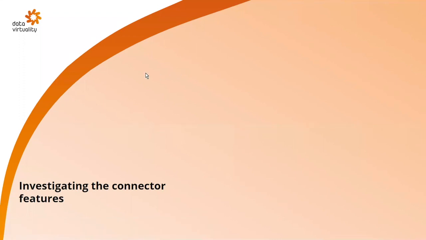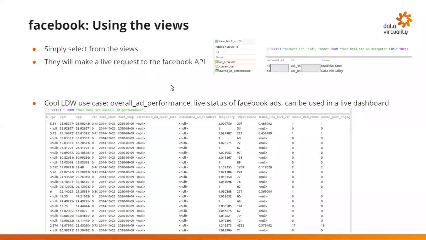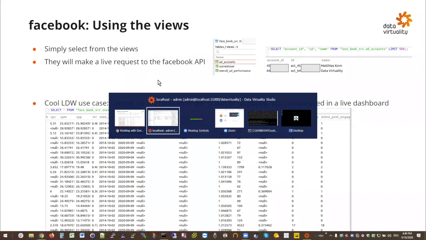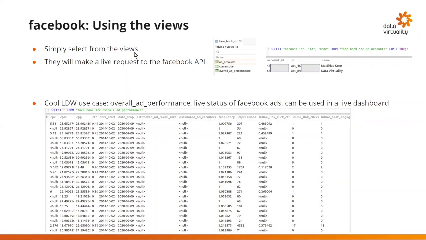All right, so let's take a look at the features of the connector that we installed. I prepared this already. You can simply select from the views and call the procedures, and in the Facebook connector case they would make a live request to the Facebook API. As one example, I can simply select from my ad accounts table or view, and this would make a live call to the Facebook API and return all my ad accounts for me.